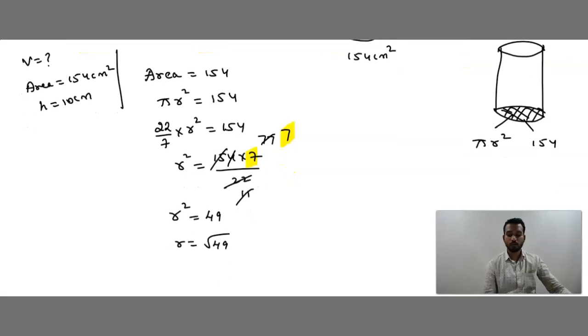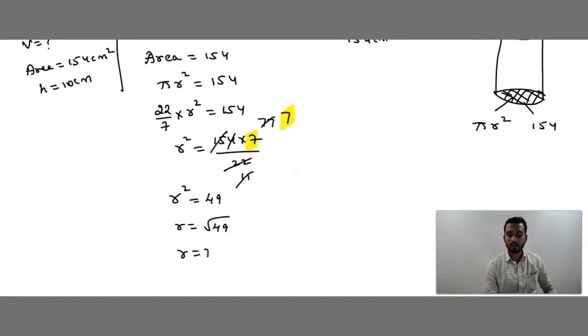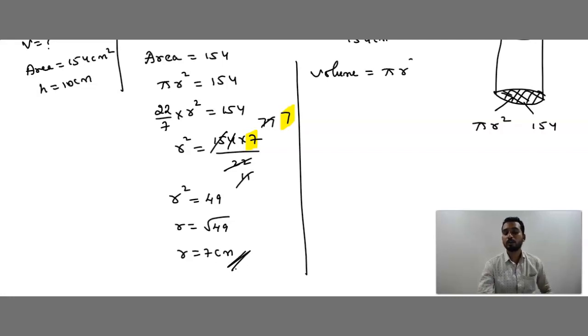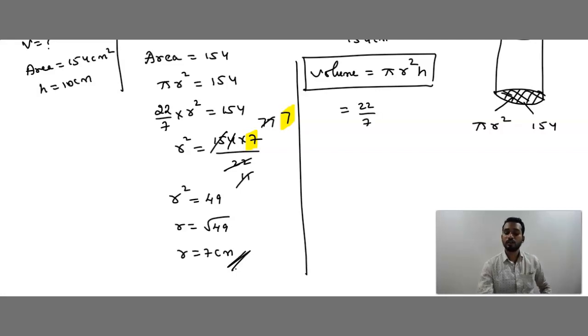So what is square root of 49? That is r is equal to plus or minus 7. So we consider positive. So radius is 7 centimeter. We got radius. Now what should we find actually? We should find the volume. Correct? So what is the volume of cylinder? Pi r square h. So this is the formula to find volume. Done? Okay.